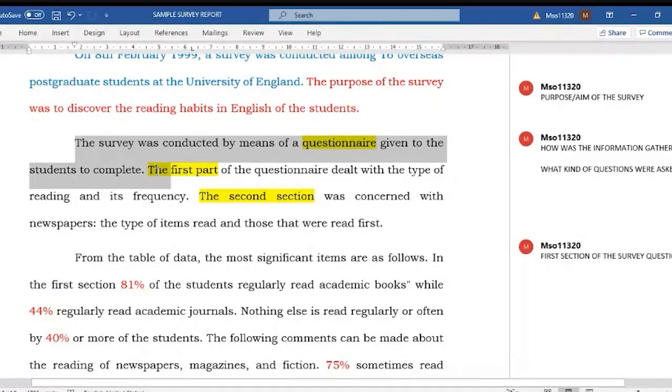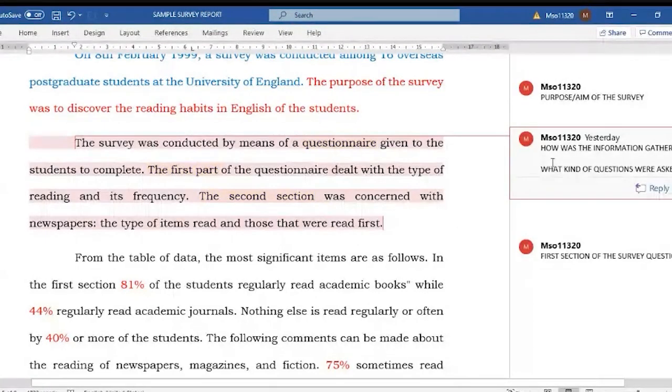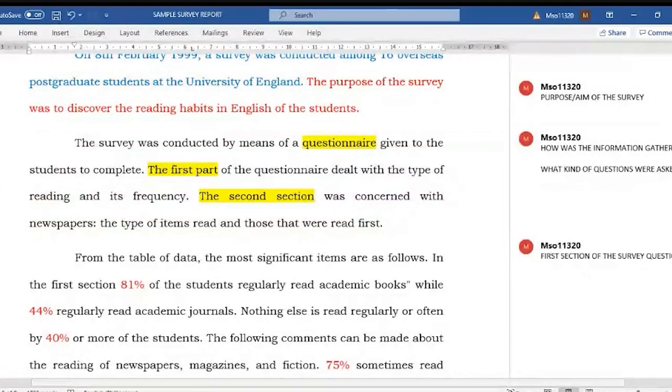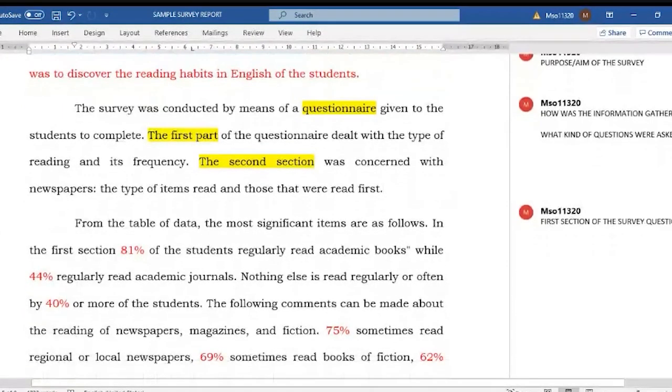So let me read. The survey was conducted by means of a questionnaire given to the students to complete. The first part of the questionnaire dealt with the type of reading and its frequency. The second section was concerned with newspapers, the type of items read, and those that were read first. So you can see here how the information was gathered, the methodology, what kind of questions were asked. So the writer of this described the questionnaire. You can do that as well as part of your introduction.